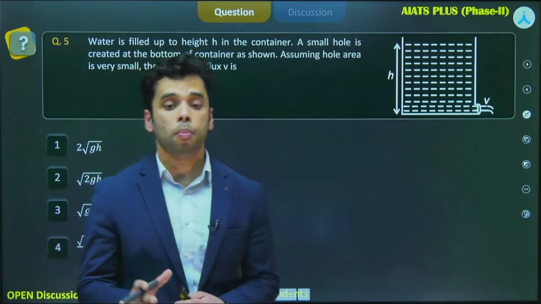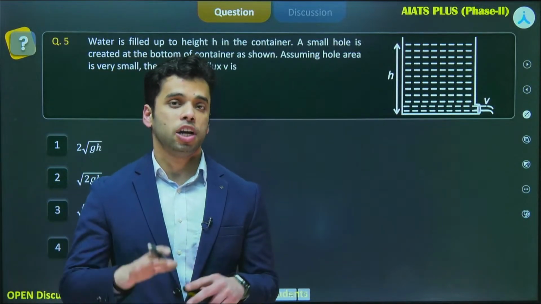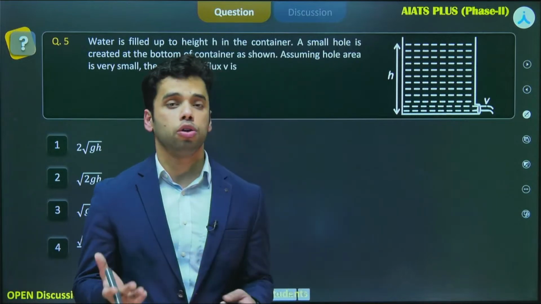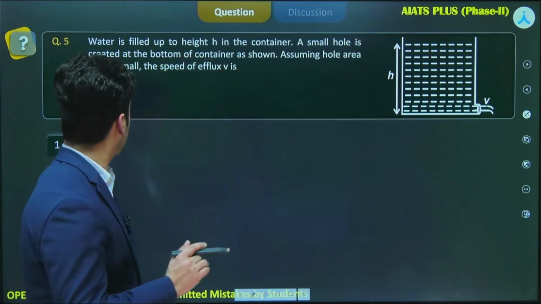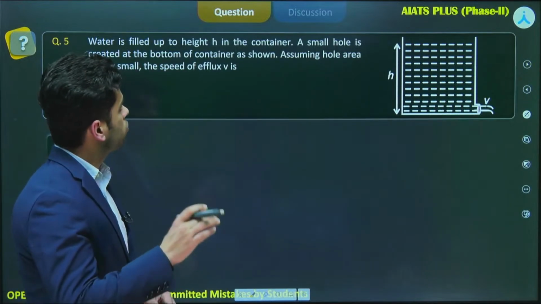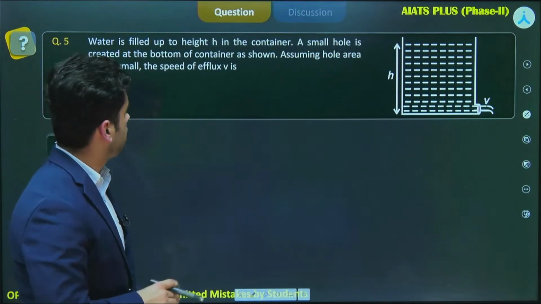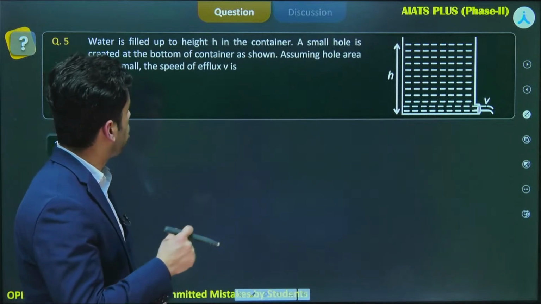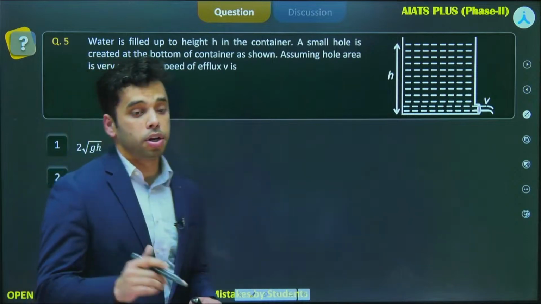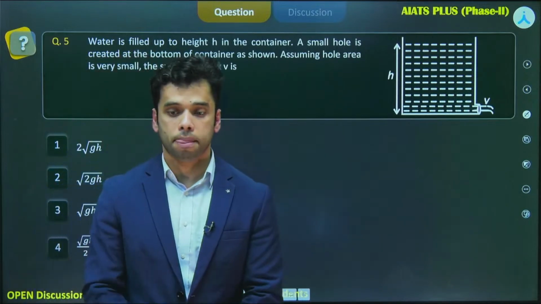Okay, a problem based on the chapter of mechanical properties of fluids, and it is based on the velocity of efflux. Let me go through the problem. It was problem 5 in the original paper. It says that water is filled up to a height h in the container. A small hole is created at the bottom of the container as shown. Assuming the hole area is very small, you need to find the speed of efflux.